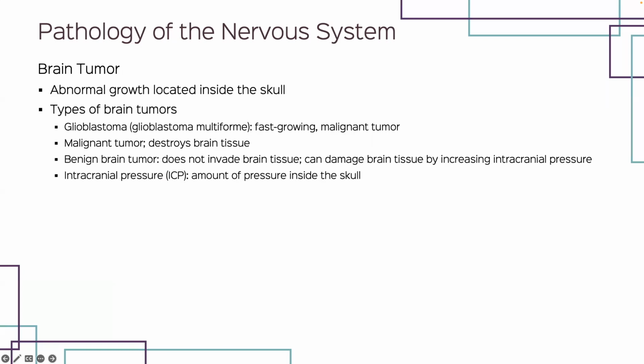Brain tumors can be anywhere within the brain, but your glioblastoma is going to be a fast-growing malignant tumor within the glia. Malignant tumors are just tumors anywhere within the brain that will destroy that brain tissue.